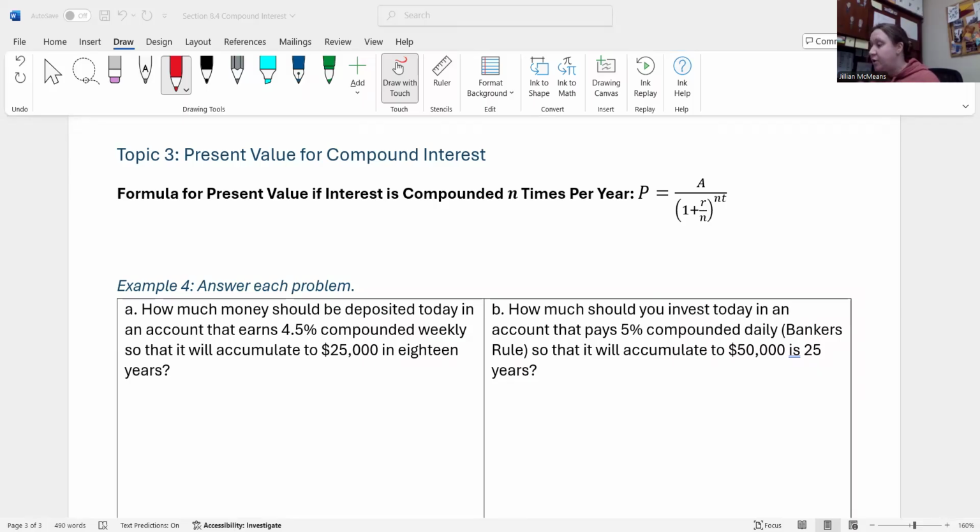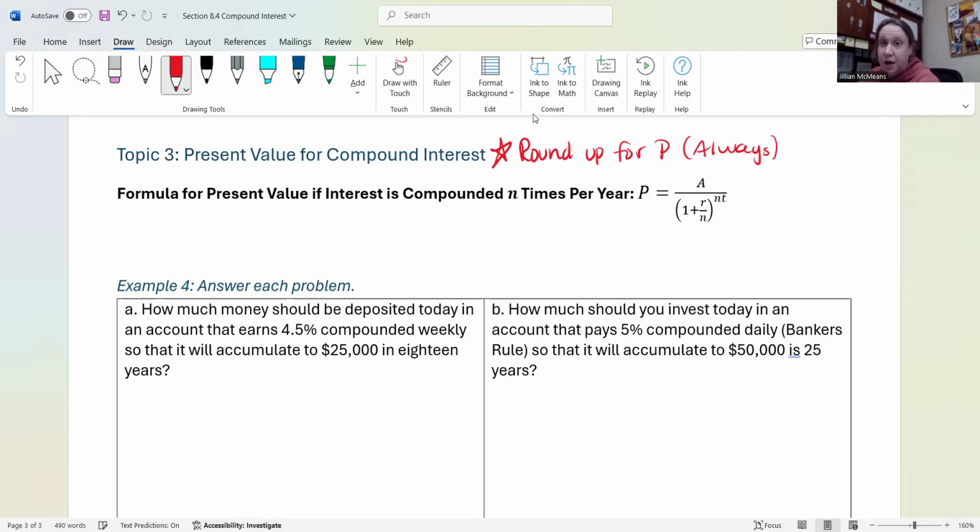For topic 3, we're going to look at calculating present value with compound interest, okay? Now, I mentioned something very important back in section 8.3 where we were calculating present value for simple interest, and the same thing applies here. When you're calculating present value, whether compound interest or simple interest, you always round up for P, always, okay? So if mathematically you should round up, great, keep rounding up. If mathematically you should round down, round up anyway, okay?